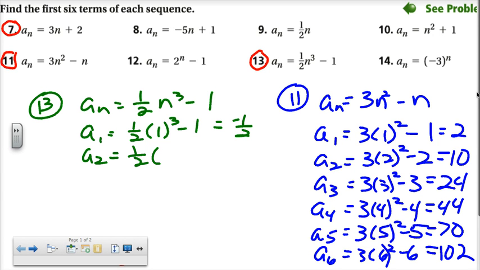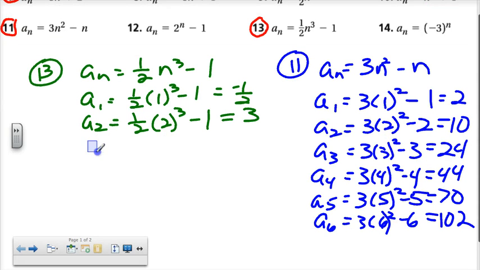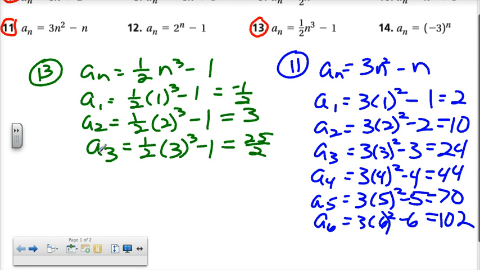Second term, 1/2 times 2 cubed minus 1. That's me thinking ahead to the next step already again. All right, so 2 cubed is 8, half of 8 is 4, and 4 minus 1 is 3. All right, we'll go after the third term. The third term is 1/2 times 3 cubed minus 1. 3 cubed is 27. 27 times 1/2 is 27 halves. 1 is 2 halves, so 27 halves minus 2 halves will be 25 halves.